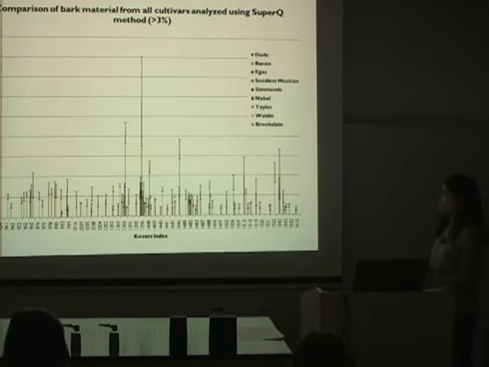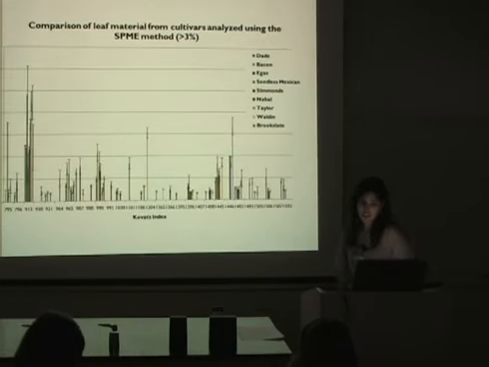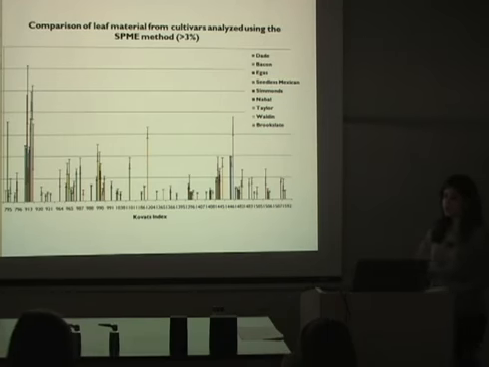So we can see that there are a few similarities. For example, this chemical right here, Kovacs index 1396, was common to 7 out of the 9 cultivars. And we can also see a few similarities, like this chemical 1342. But for the most part, the chemicals were found in 1 cultivar, or 2 or 3 cultivars. So now, let's jump to the comparison of leaf material from the cultivars analyzed with the speedy method.